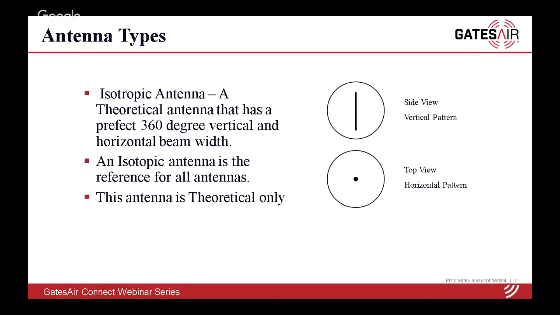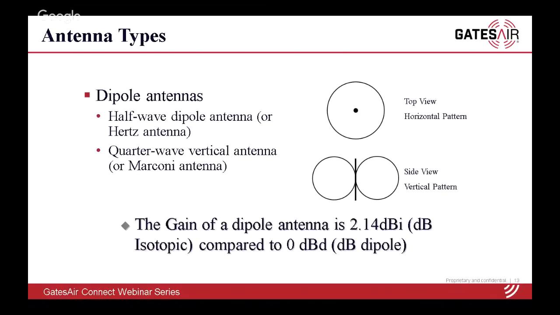So as we go on and start looking at antennas and antenna types, the first one we want to look at is the isotropic antenna. The isotropic antenna is a theoretical antenna that has a perfect 360 degree vertical and horizontal beam width. An isotropic antenna is a reference for all antennas, and this is theoretical only. So what are some of the most common antennas out there? Well, the dipole antennas. We've got a half wave dipole antenna, or Hertz antenna, or a quarter wave vertical antenna, or Marconi antenna. Now the gain of a dipole antenna is 2.14 dBi, based upon the isotropic, compared to 0 dBd of the dipole.